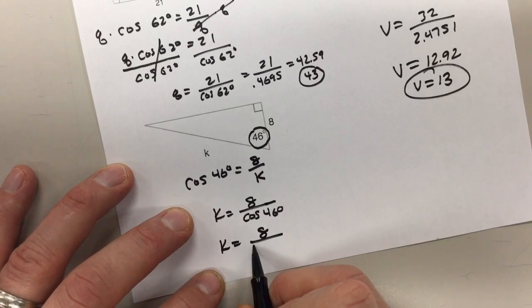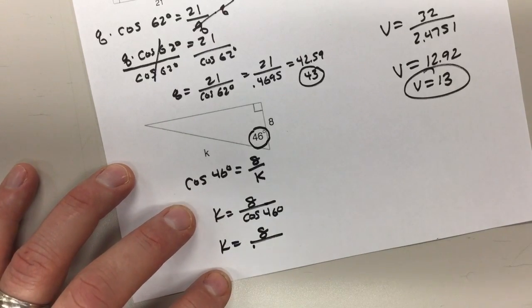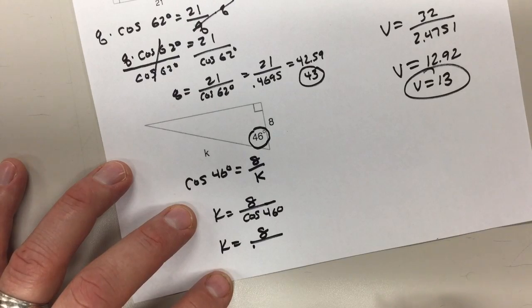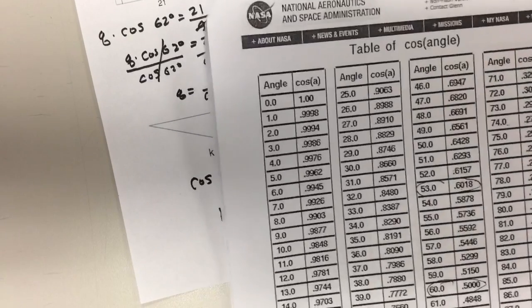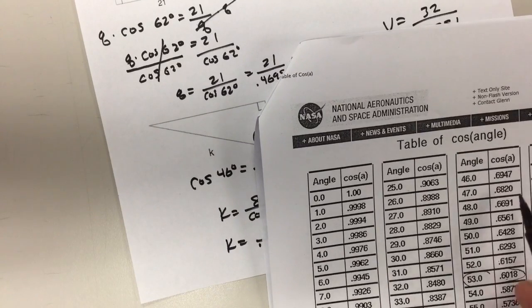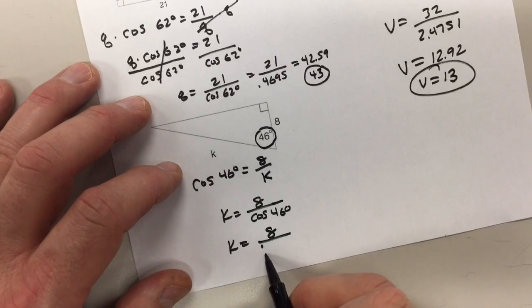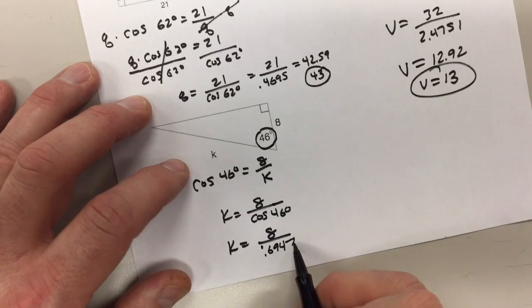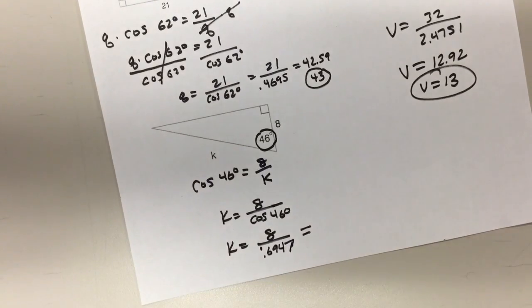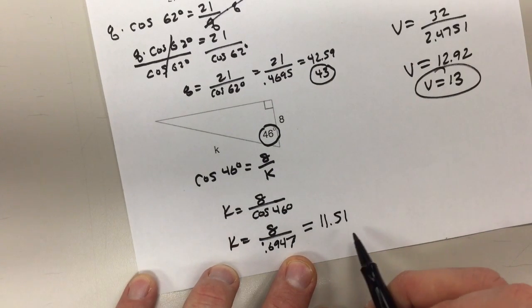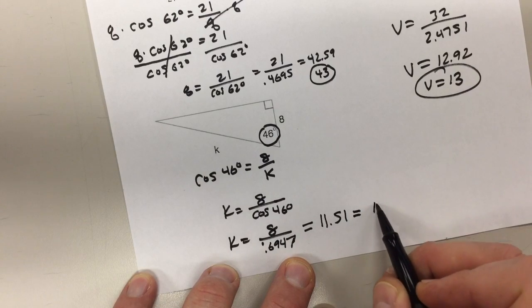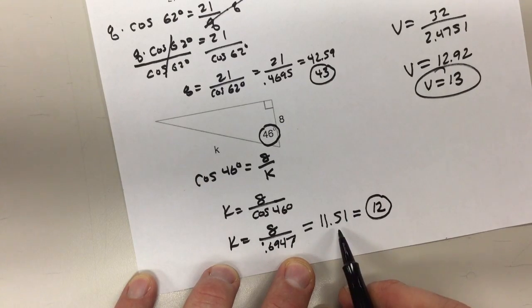So it's 8 over cosine 46. I think I made a mistake. It's 0.6947. There we go. And now I divide those on my calculator. And I get 11.51, which we are going to round to the nearest whole number, which would make it 12, since it's 0.5 or more.